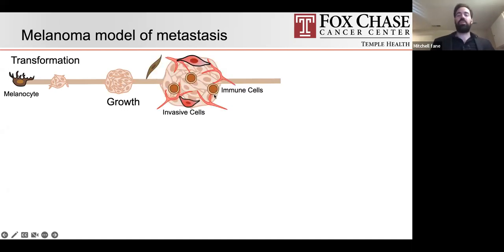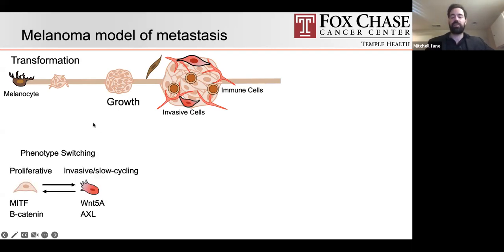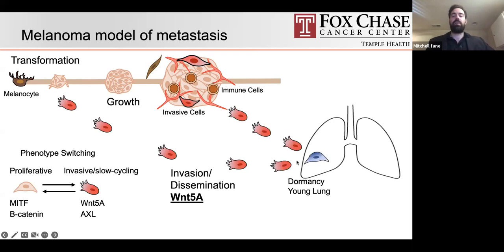Eventually, as these tumors continue to grow, you start to get this phenotype switch towards an invasive cell state based on changes within the microenvironment. And then once this phenotype switch occurs, they start to disseminate into the lung. One of the questions that I had coming into this study was that Wnt5a drives this very slow cycling phenotype within our phenotypic switching model.